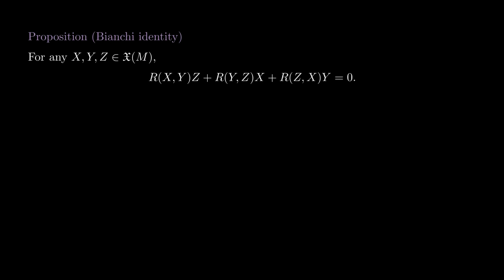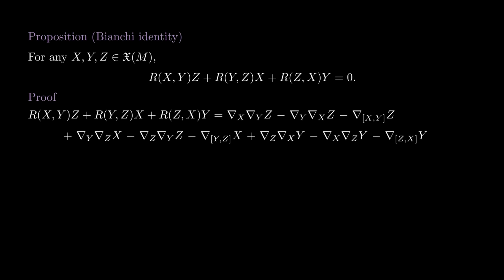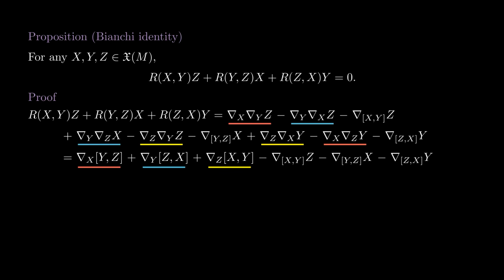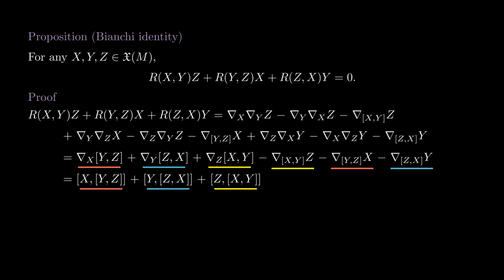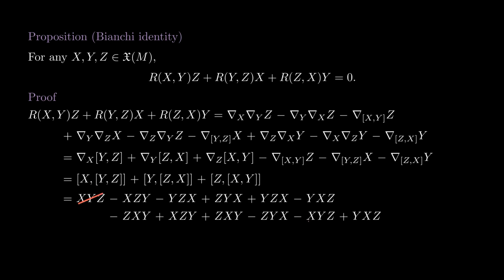The Bianchi identity states that if we have three vector fields x, y, z, then R(x, y)z plus R(y, z)x plus R(z, x)y is 0. In other words, if we cycle the three vector fields x, y, and z around the three positions in the curvature operator, the sum is 0. The proof is quite simple and only uses the fact that the connection is torsion-free. We start by expanding using the definition of curvature and use the torsion-free property. Then we use the torsion-free property a second time to get an expression that involves only the Lie brackets. We then expand this expression using the definition of Lie bracket and everything cancels.